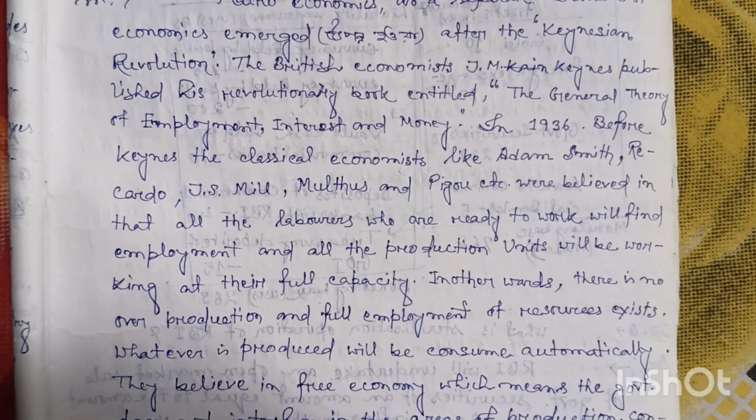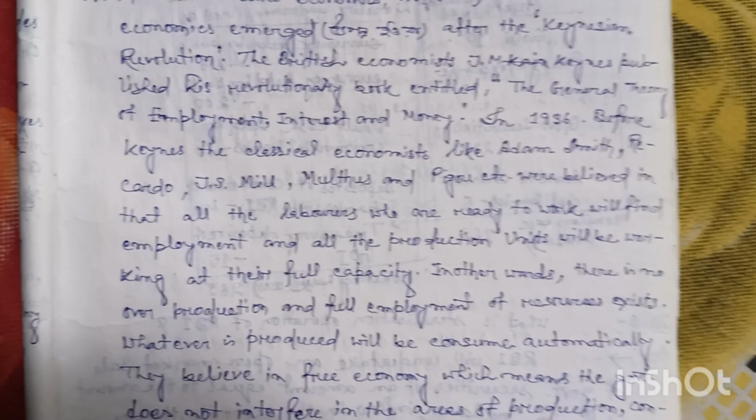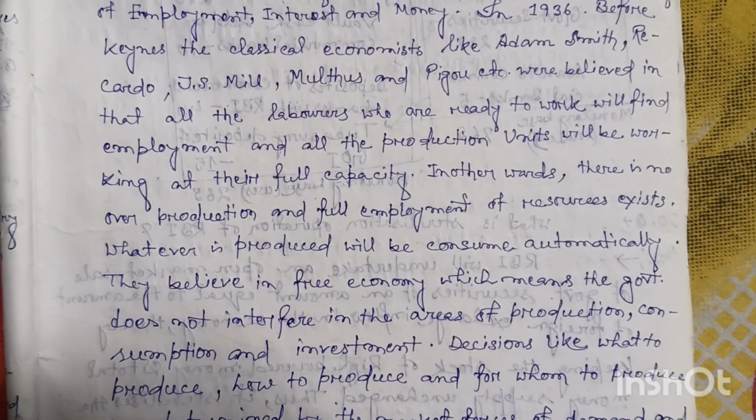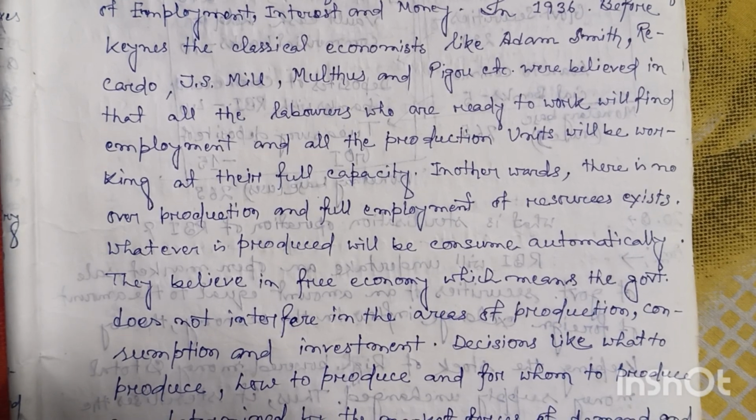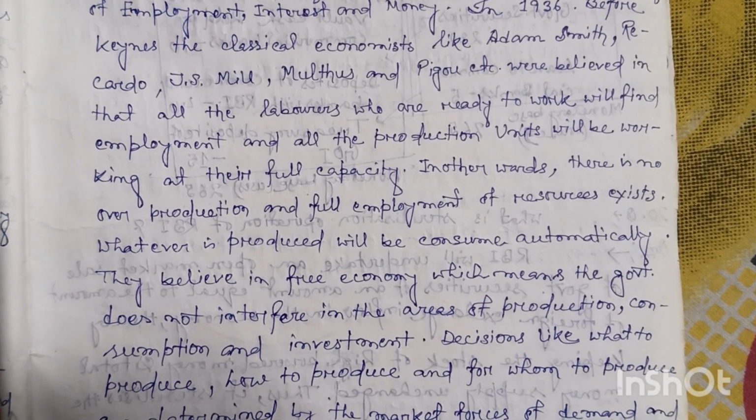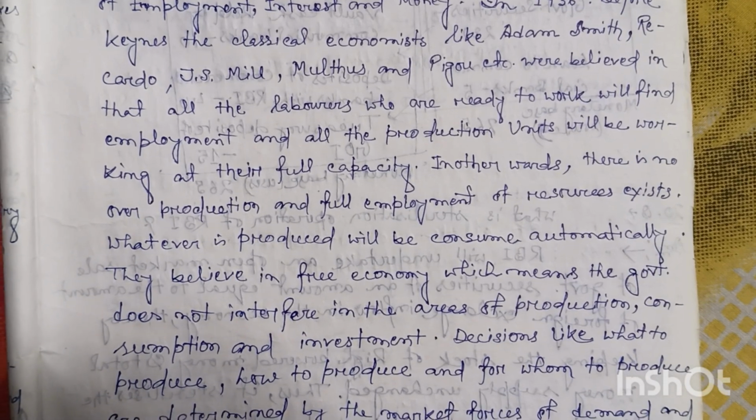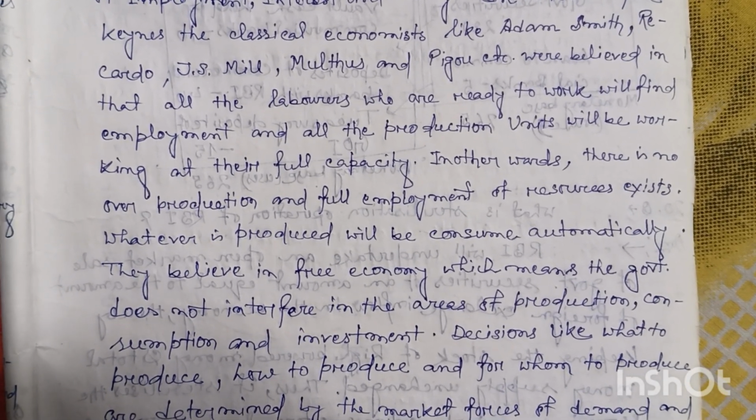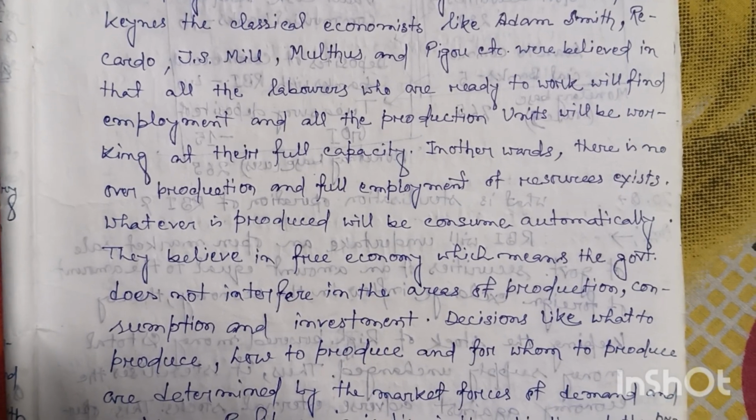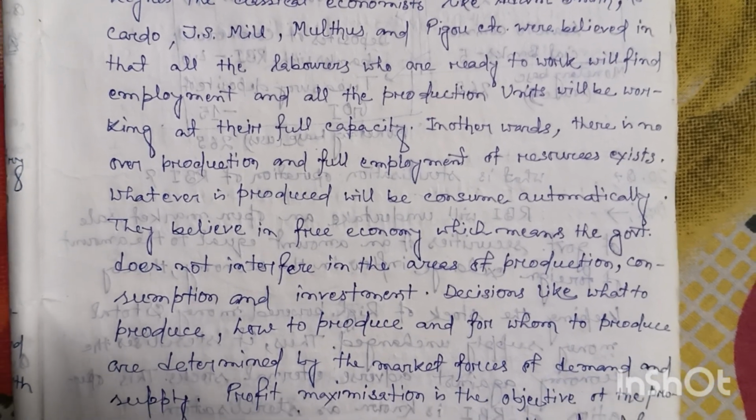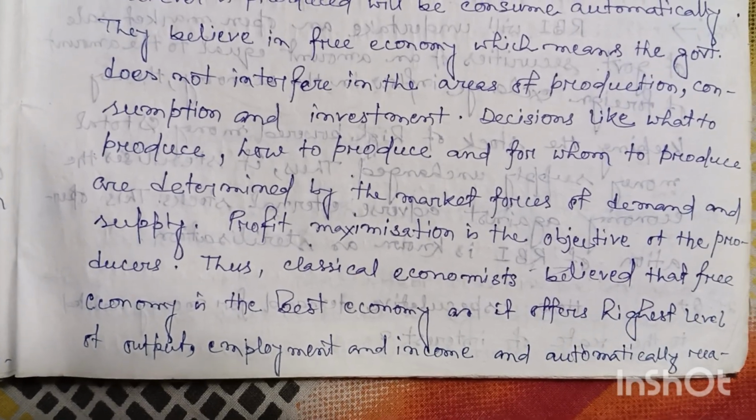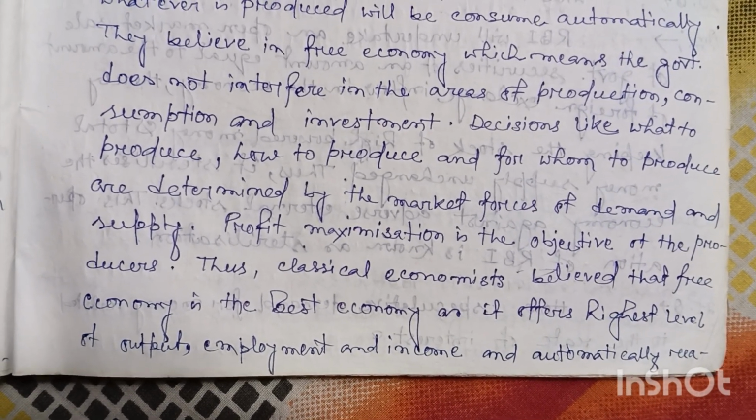and full employment of resources exists. Whatever is produced will be consumed automatically. They believed in free economy, which means the government does not interfere in the areas of production, consumption and investment. Decisions like what to produce, how to produce and for whom to produce are determined by the market forces of demand and supply. Profit maximization is the objective of the producers.